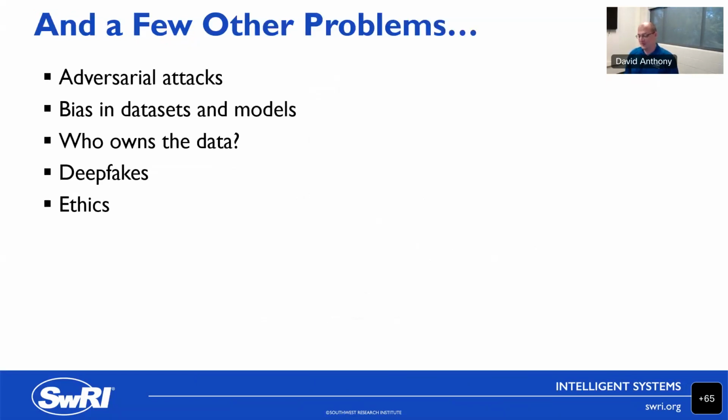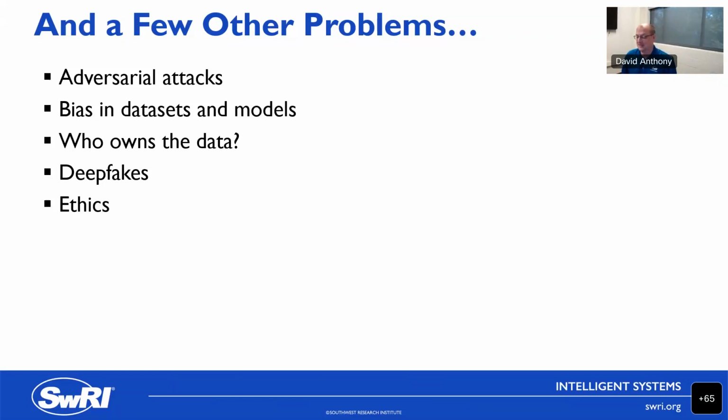A few other problems I didn't even get to in this talk: adversarial attacks on networks, biases in data sets and models. Who owns the data? That's becoming a big question with these large DALL-E and Stable Diffusion type networks. If you scrape the web and you incorporate somebody's unique art piece in your data set, do they get a chunk of your network that you derived from that data?